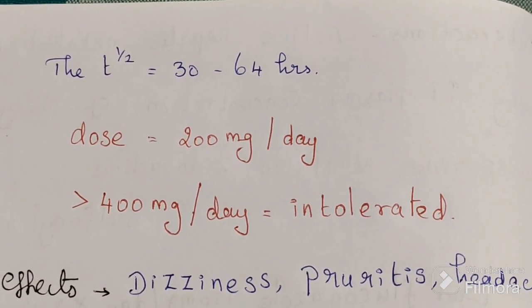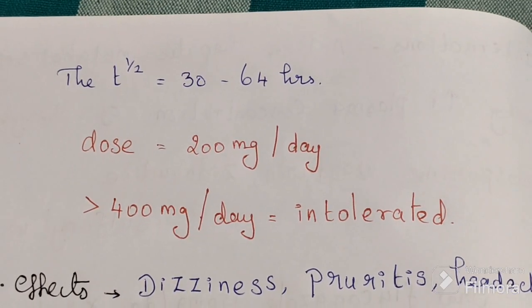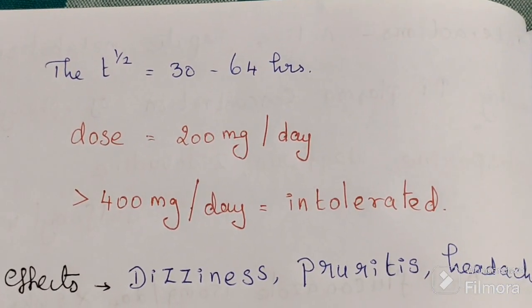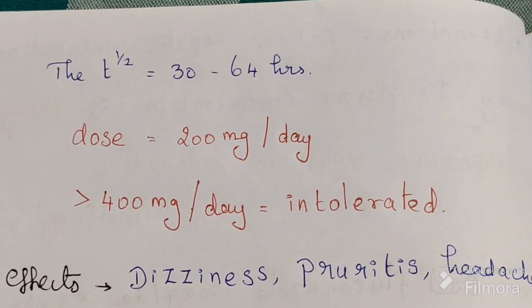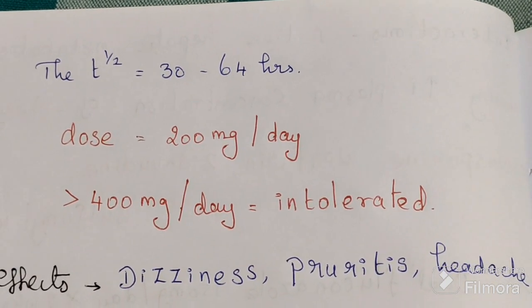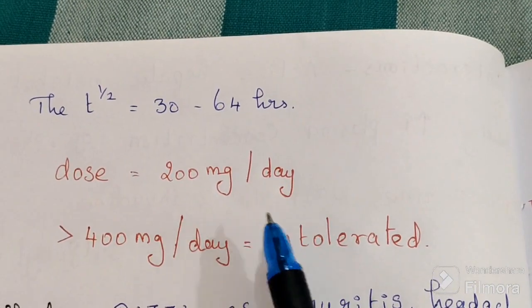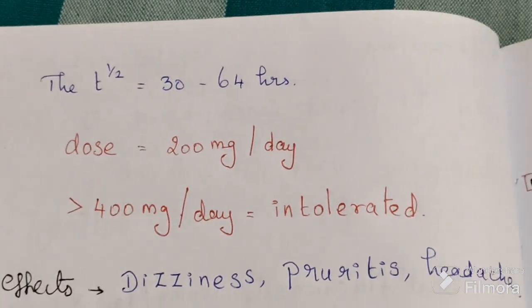A dose up to 200 mg per day is well tolerated. A dose of more than 400 mg per day is not tolerated. So 200 mg per day is tolerated, and this one is not.